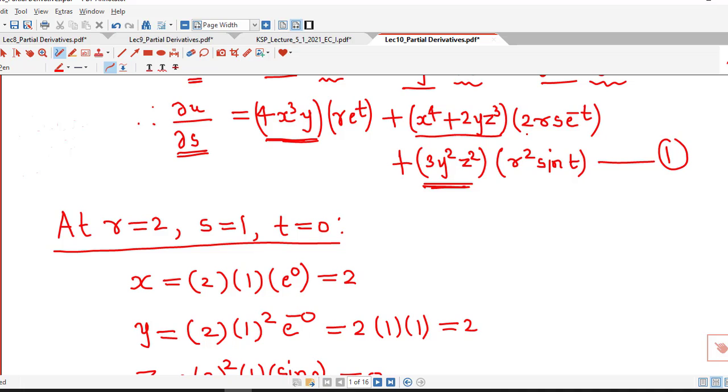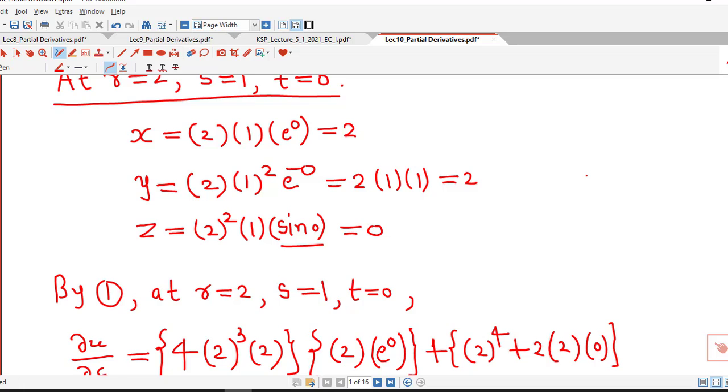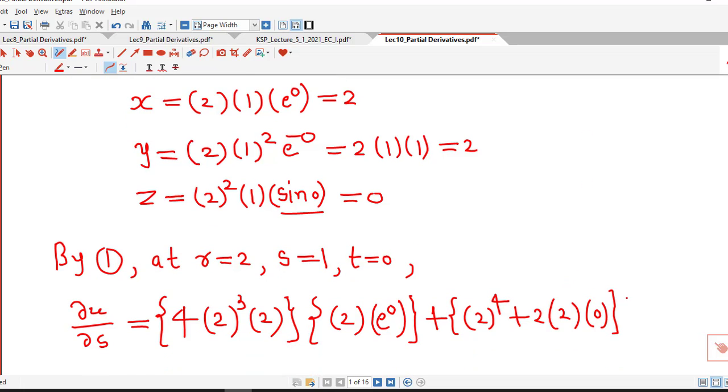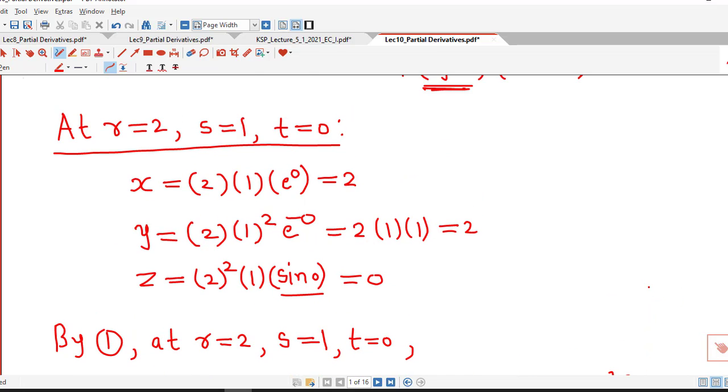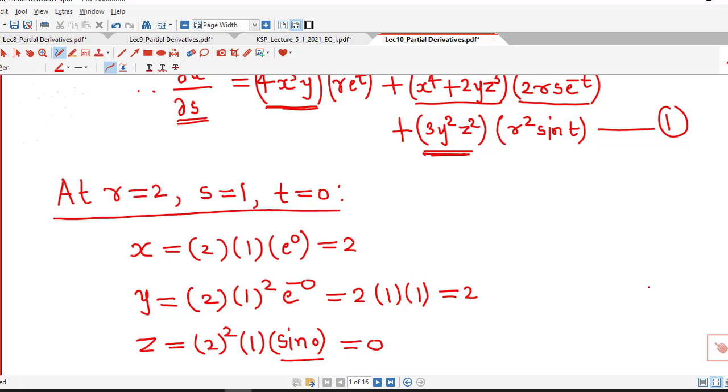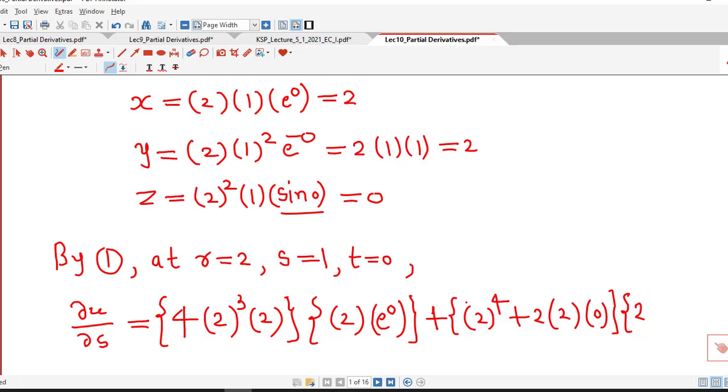And in the product we have 2rs e raised to minus t. So we substitute values of r, s, t. So 2 into r into s into e raised to minus t, that is e raised to 0.